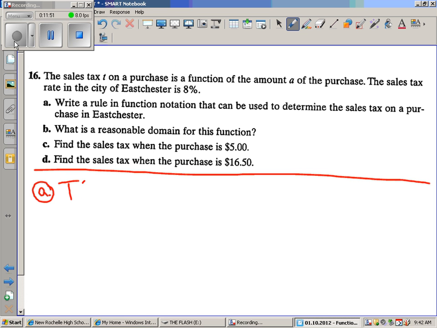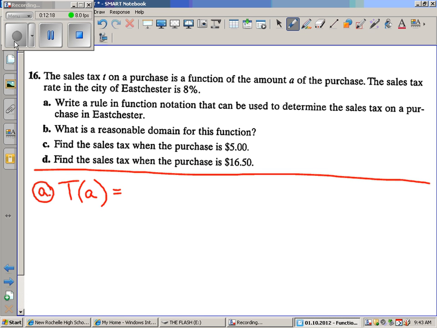Tax is a function of the purchase price. You know how we normally do f of x? Tax is a function of the amount A of the purchase. If the sales tax rate in the city of Eastchester is 8%, write a rule in function notation that can be used to determine the sales tax on the purchase in Eastchester.